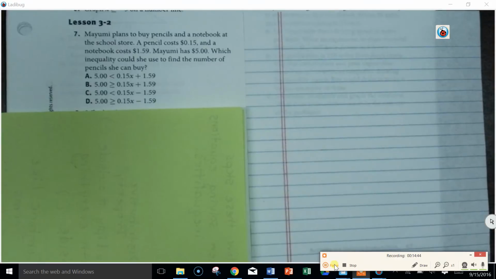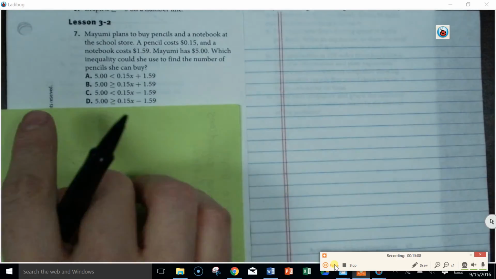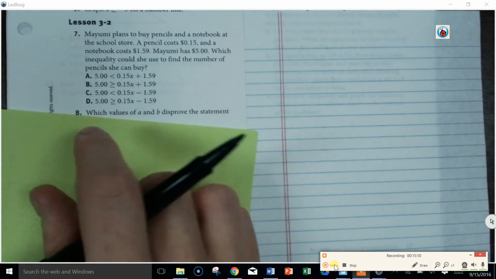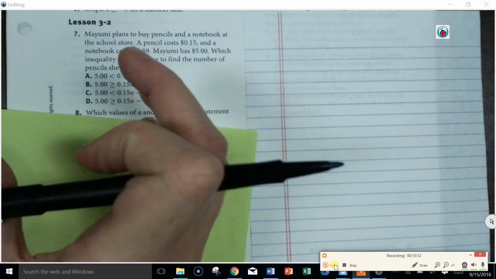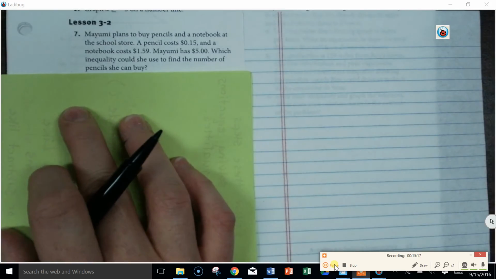Okay, last one, we're going to look at a word problem. Mayumi plans to buy pencils and a notebook at the school store. The pencil costs 15 cents and a notebook costs $1.49. Mayumi has $5. Which inequality could she use to find the number of pencils she can buy? Well, I'm not even going to look at those multiple choice options because I know that 5 is the total amount, and it's easier to think this way than the other way around. So I'm going to cover that up for a moment.